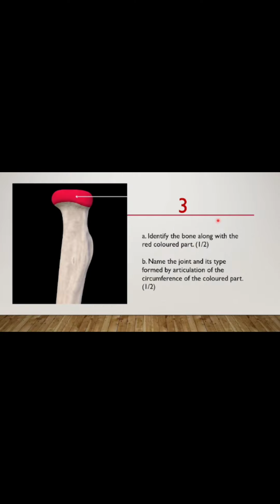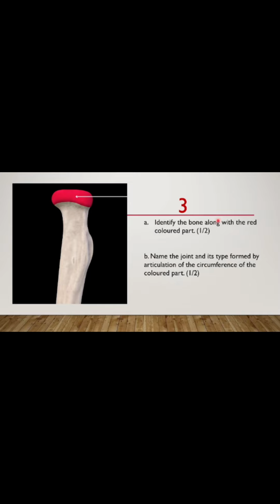Now we'll see the third question. The first sub-question is: identify the bone along with the red colored part. B. Name the joint and its type formed by articulation of the circumference of the colored part. So that question is very important. So this bone is the radius. You can identify it with the head and the radial tuberosity. So the head of radius is the colored part given here.